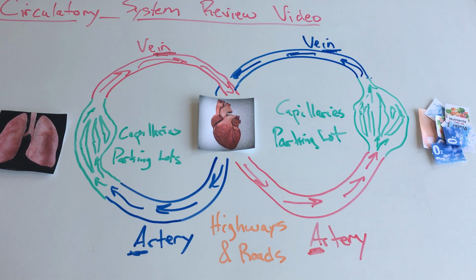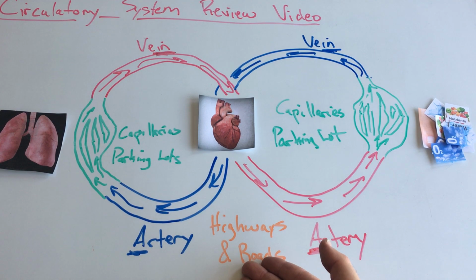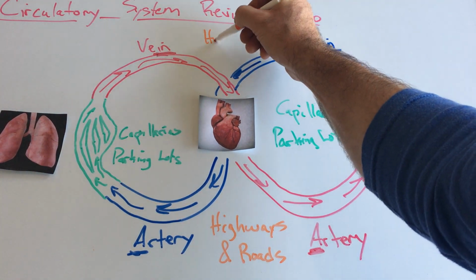So, arteries and veins are like highways and roads. Blood is going very, very quickly. I should write that up here too. Veins are also highways and roads.